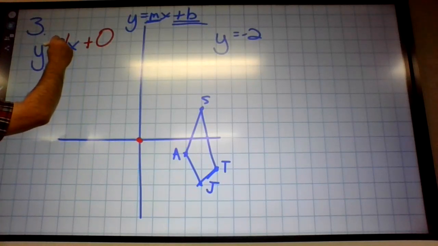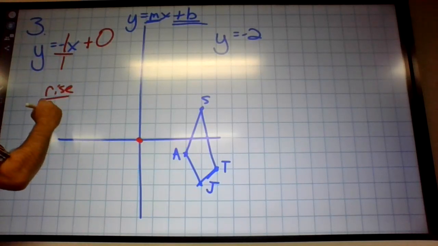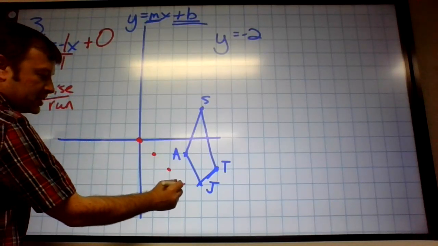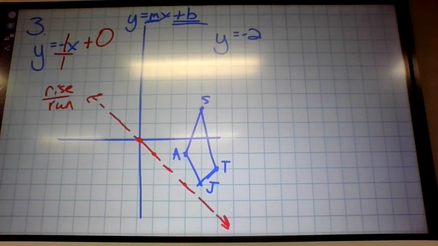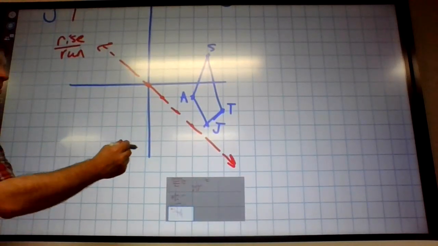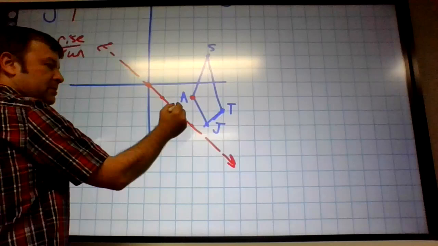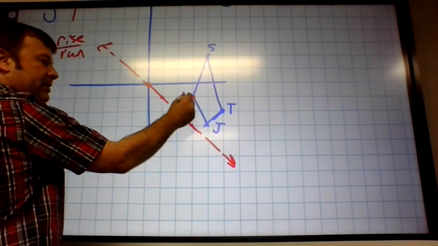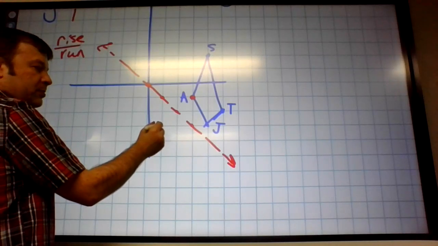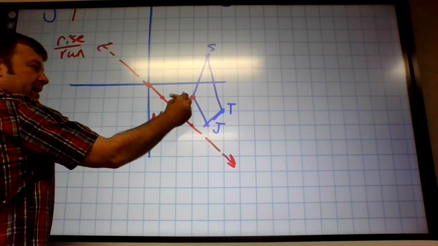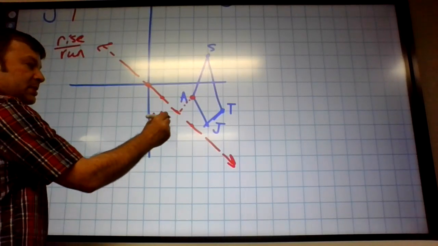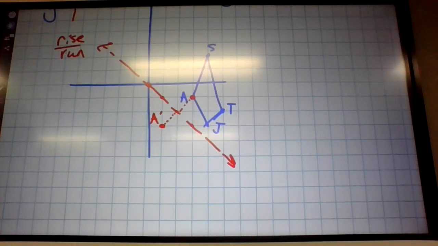So rise -1, run 1. Remember, slope is rise over run. Rise -1, run 1. So this is the line that we are reflecting on. It's a diagonal line. Okay, so you guys see how A is one diagonal away from the line of reflection? So A prime will be one diagonal away on the other side.